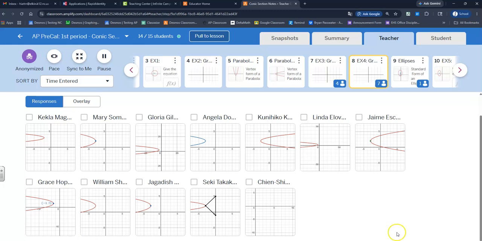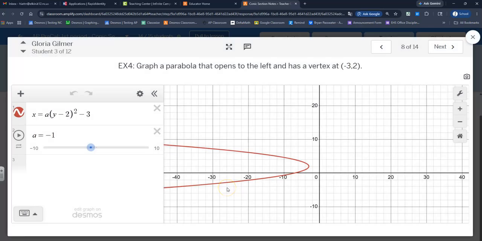We've got a few that are still opening to the right. We got a few that look different, but I think it's probably going to be our scale. Let's look right here.